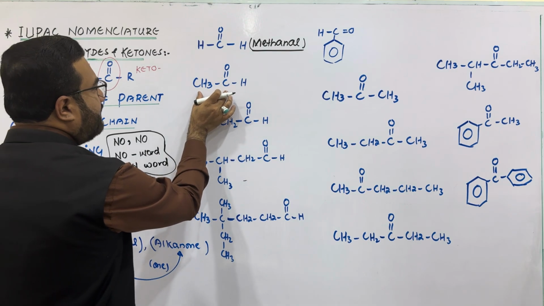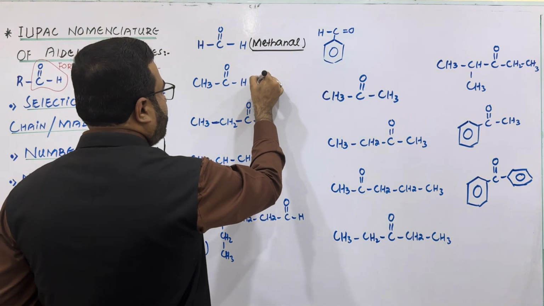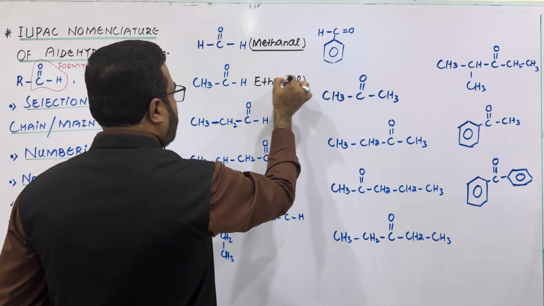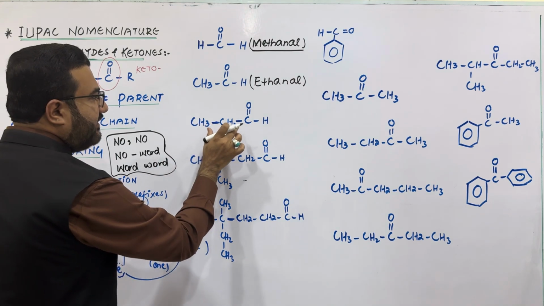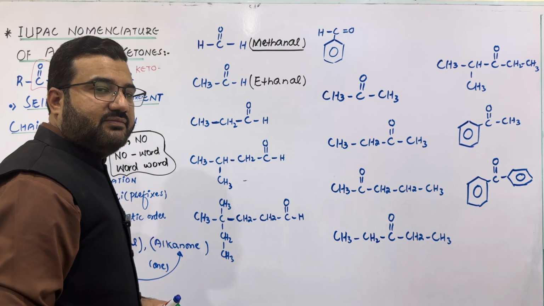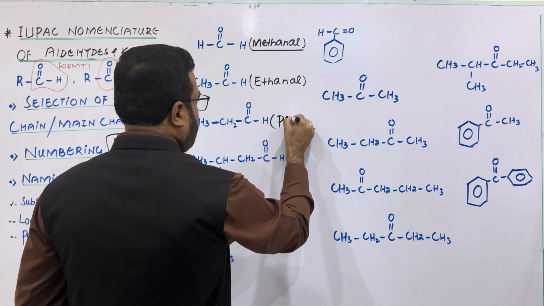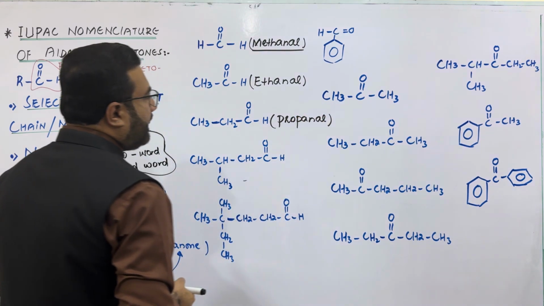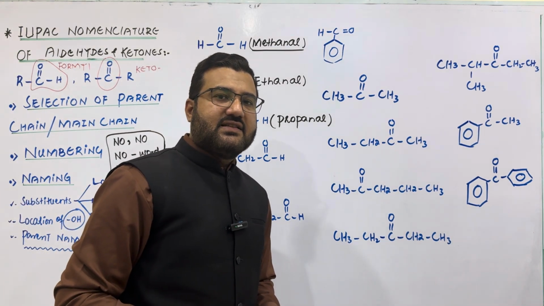Similarly, this one is a simple aldehyde with two carbon atoms, and from its corresponding ethane, it should be named ethanal. In the same way, this one is an aldehyde having three carbon atoms, and the corresponding alkane which has three carbon atoms is called propane, so it should be called propanal.